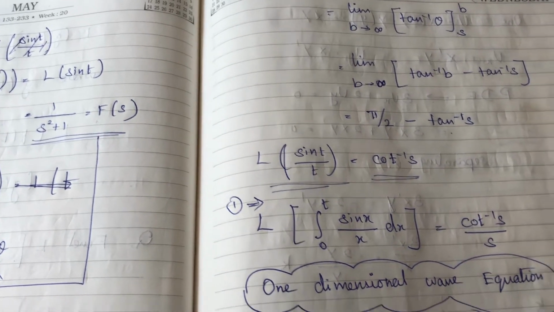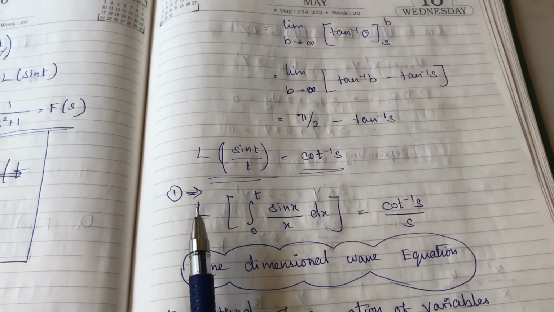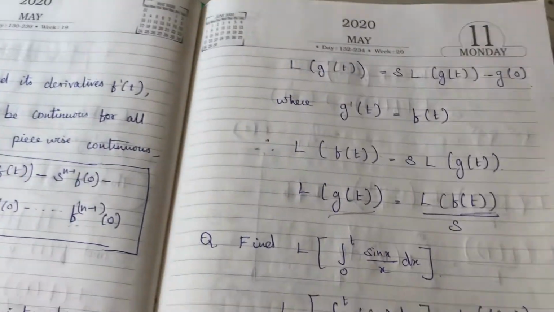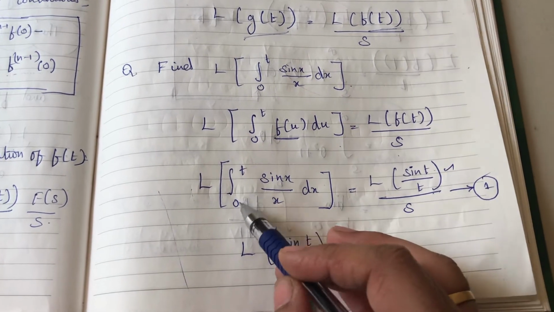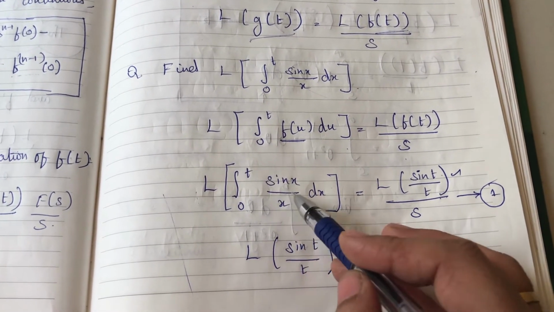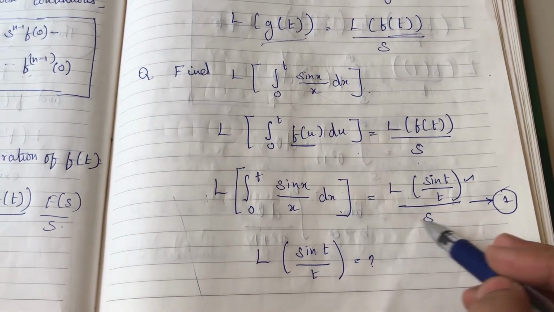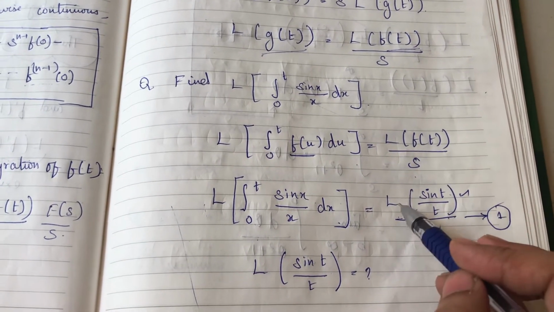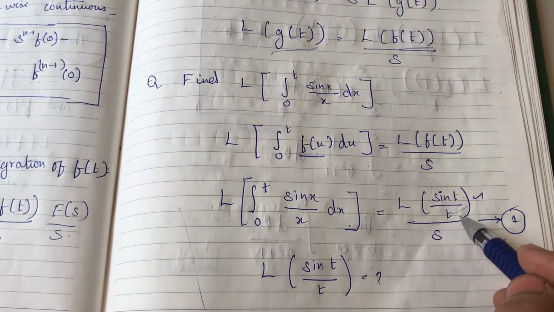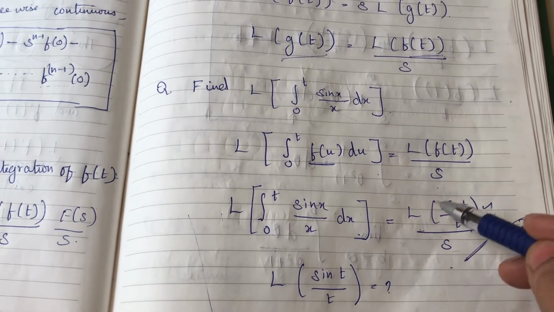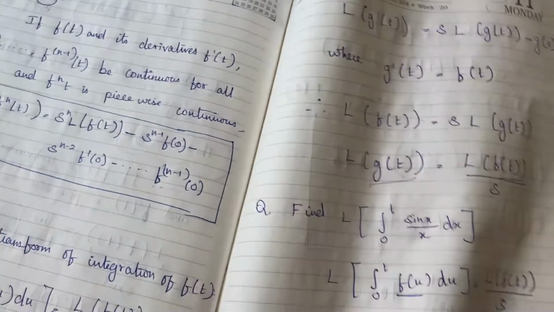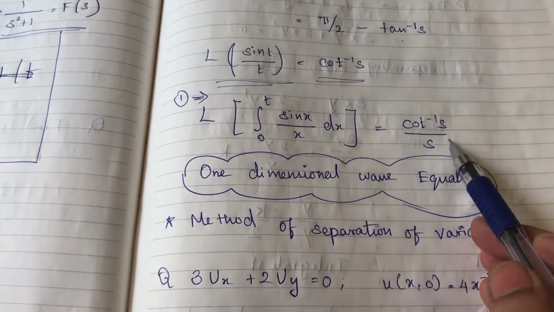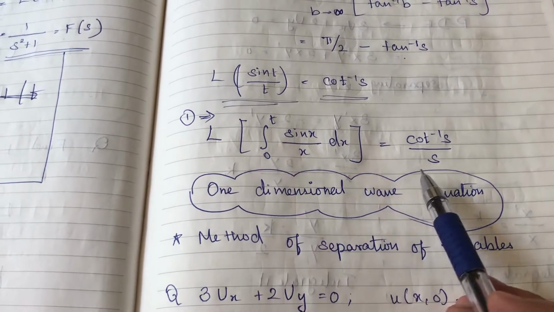So cot inverse. Okay. So from the first one, what is it? We have written this as this term, L of integral of f from 0 to t. So integral 0 to t of sin x by x into dx will be equal to this term, L of f of t by s, right? So I have just found this one. By s will become this term, right? I'm just bringing cot inverse of s by s, so this will be this term.